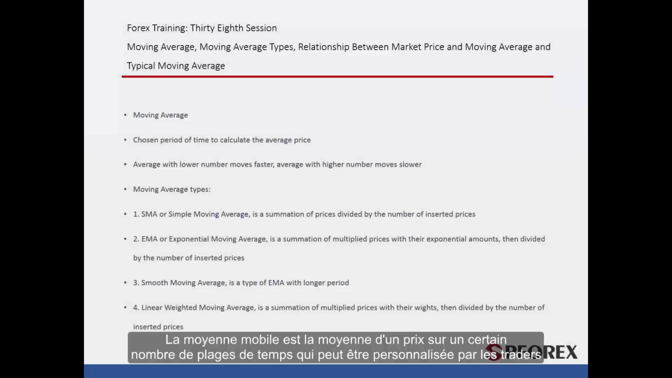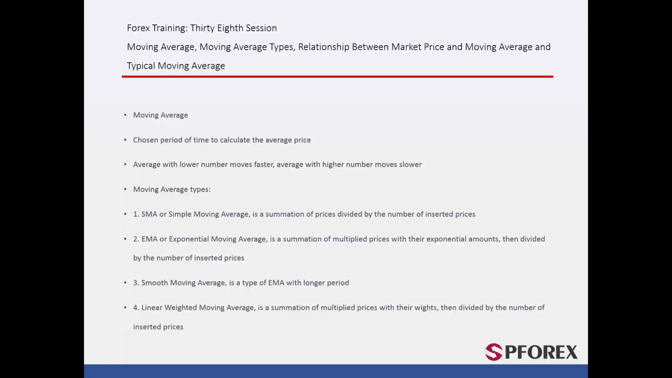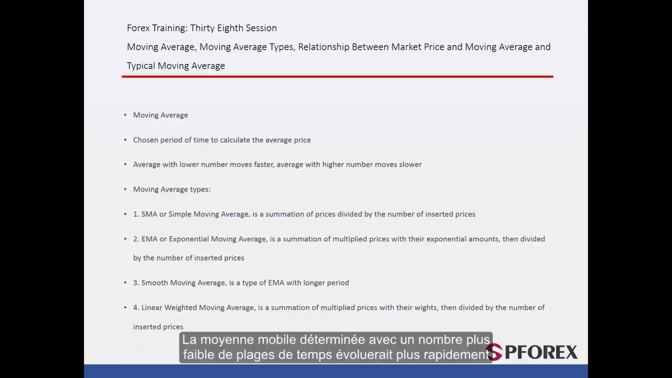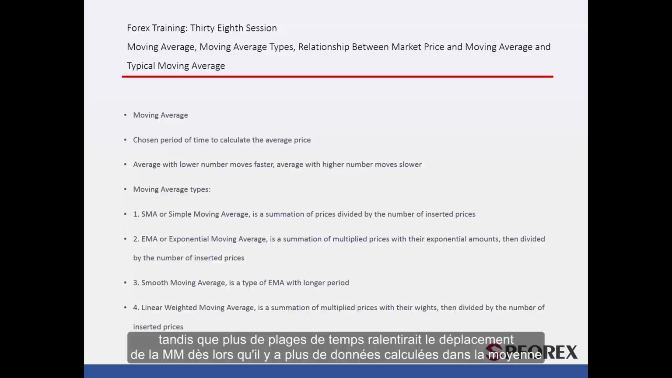Moving average is the average of a price over a certain number of time frames, which can be customized by traders. A moving average determined with a lower number of time frames would have faster movement, while more time frames would slow down MA displacement, since there is more data calculated in the average.